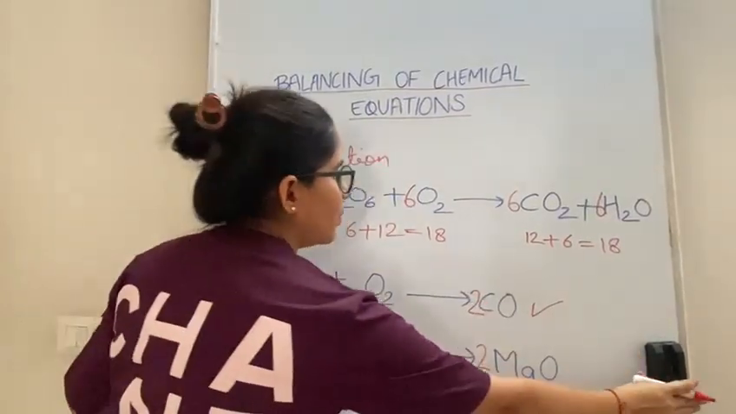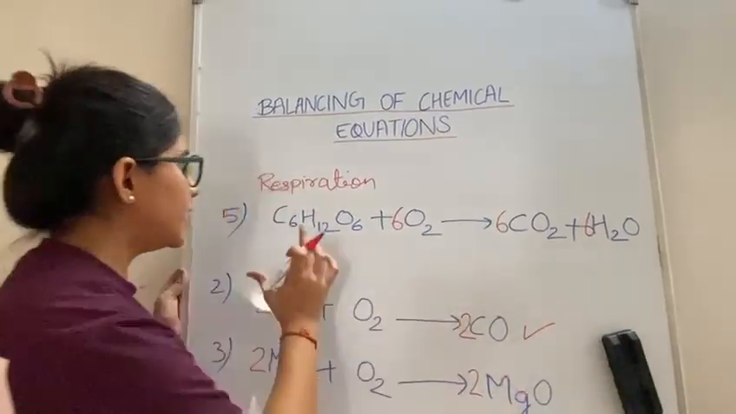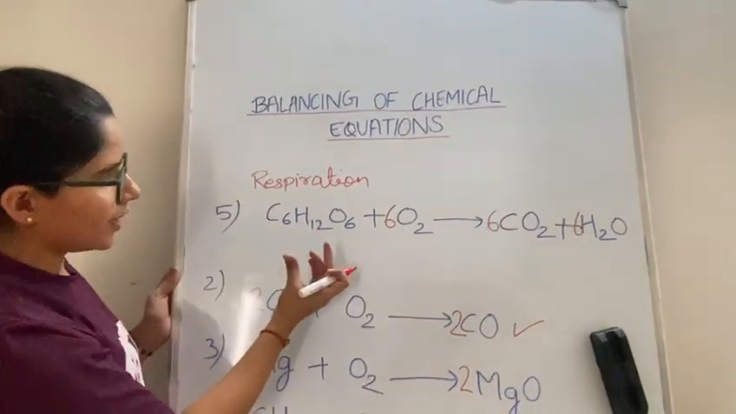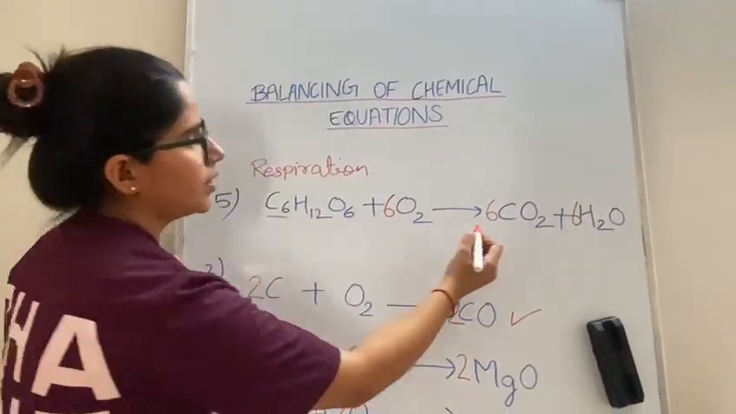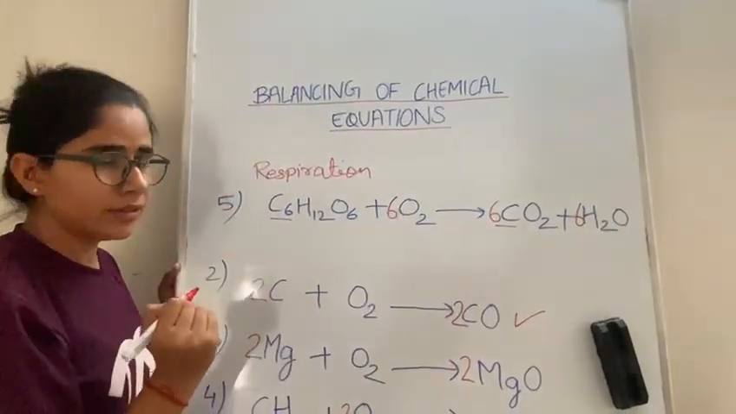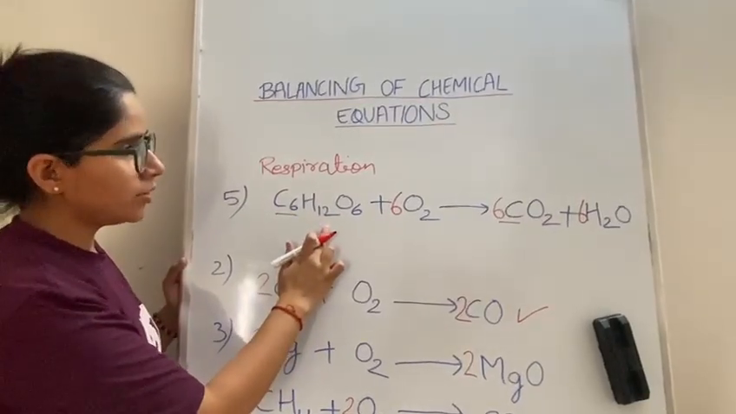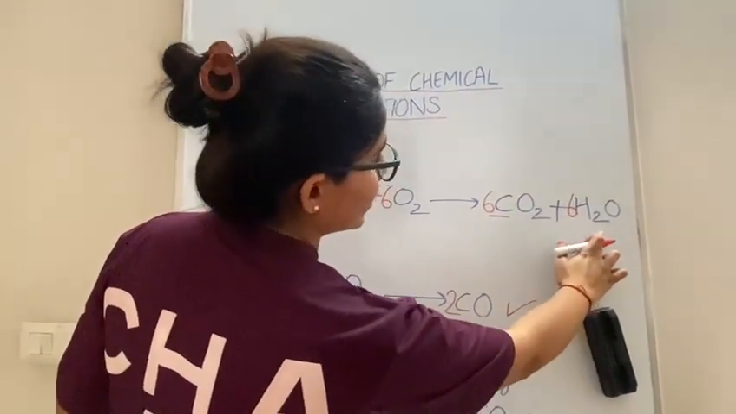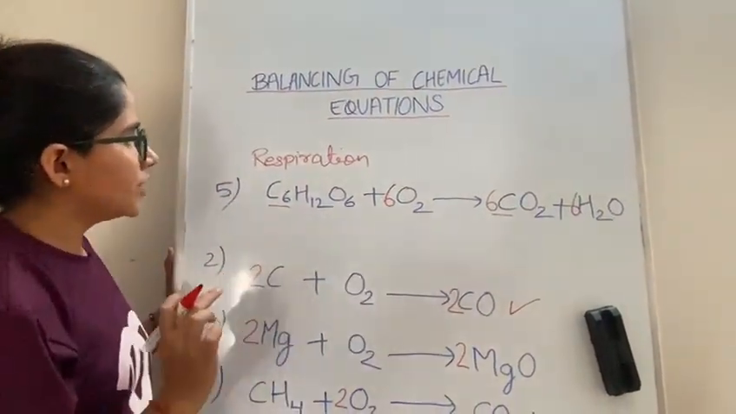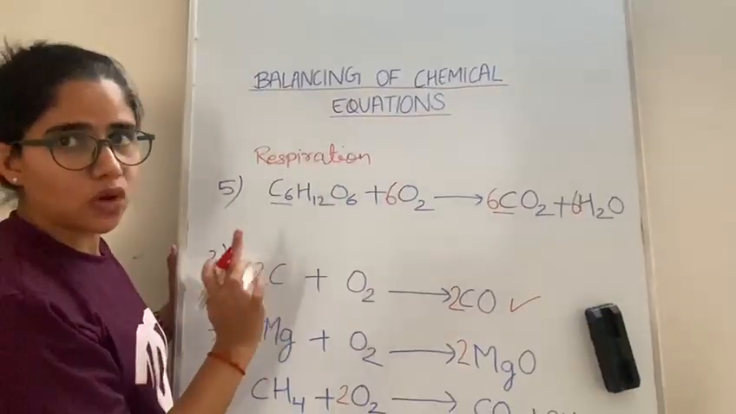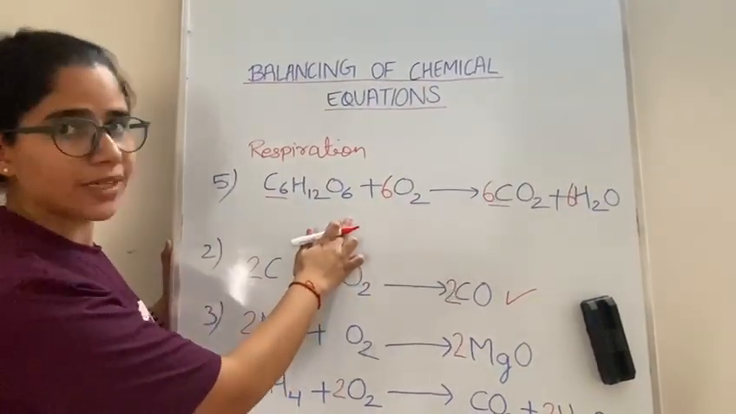If I check from the beginning, checking the number of atoms of each element, here we have 6 atoms of carbon and here we have 6 atoms of carbon. It is done. Now we have 12 atoms of hydrogen, that is 6 into 2, 12 atoms of hydrogen. Here also it is done. Now proceeding towards the number of atoms of oxygen. It is 6 here and 6 into 2, 12. 12 plus 6 becomes 18.